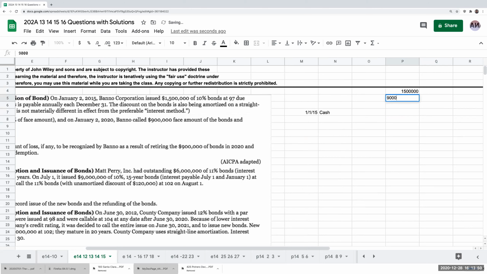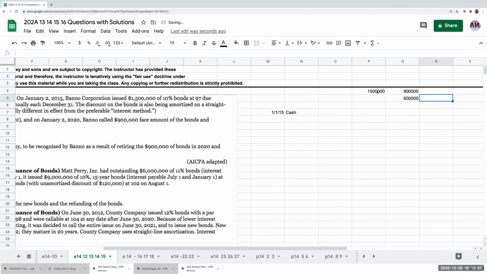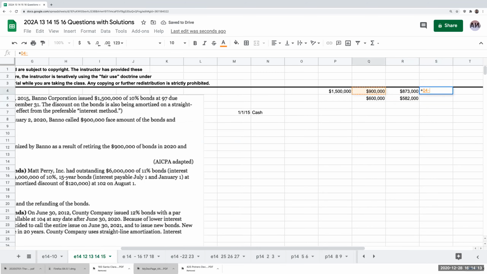And I'm going to break this up into two parts: 900,000 and 600,000. We'll see why momentarily. If I'm getting 97% of this in cash, the difference between these two is going to be my discount. So for this first one, for the $900,000 bond, we'll say the cash is 873,000.